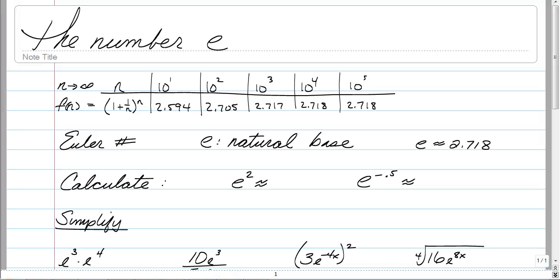Here we go with the number e. You already learned about i, which is an imaginary number. Now we actually have a number called e. What's going on? Well, e is actually a number. The number is approximately 2.718.